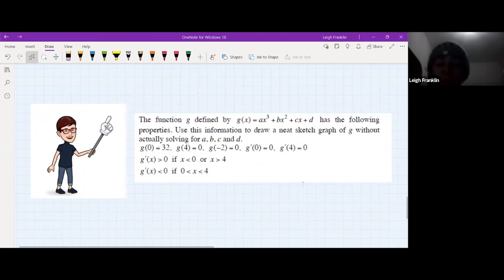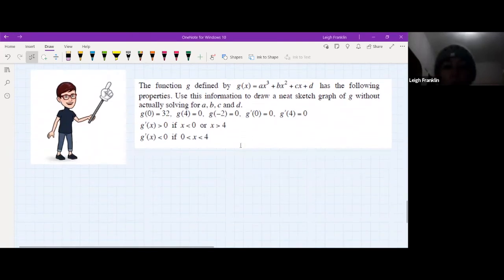We've got the function g defined by g of x equals ax cubed plus bx squared plus cx plus d, and it has the following properties. We've got to use this information to draw a neat sketch of the graph of g without actually solving for a, b, c, and d. So we don't want the values of a, b, c, and d. We're going to draw the graph without it. That means we need to carefully scrutinize what they have given us. So let's do it bit by bit. This first bit over here, g of 0 equals 32.